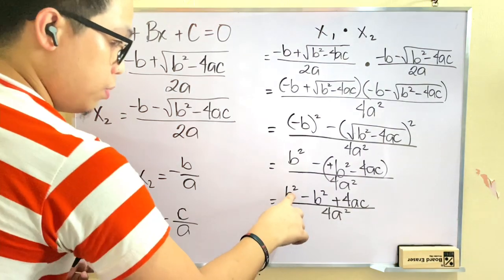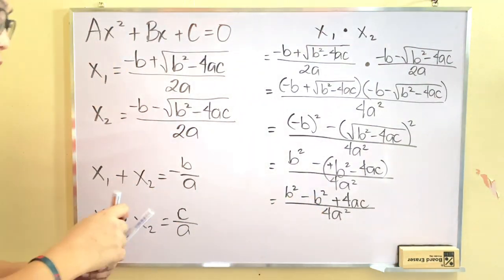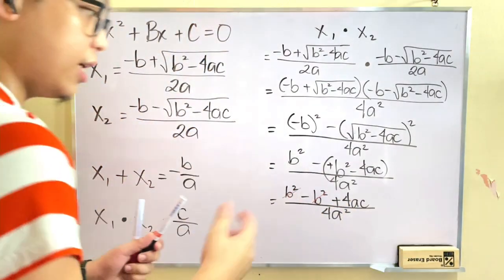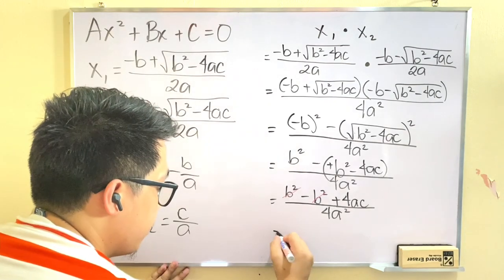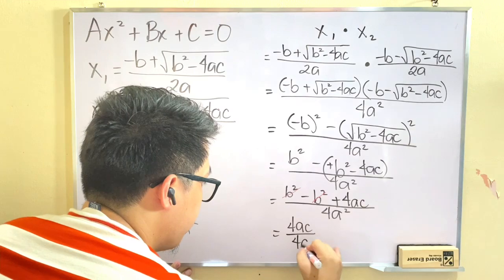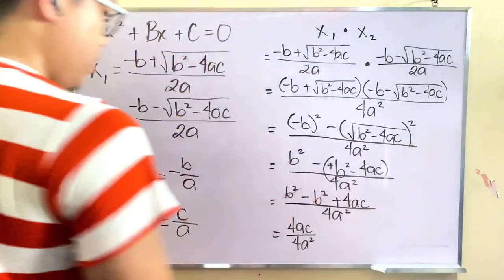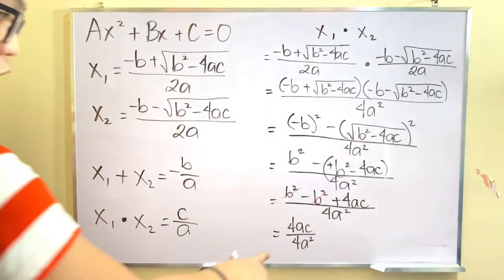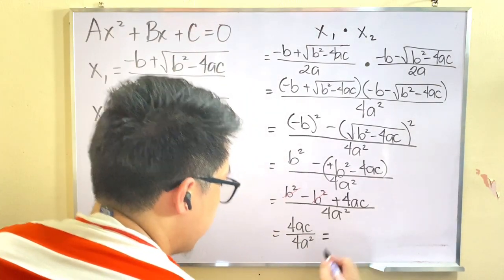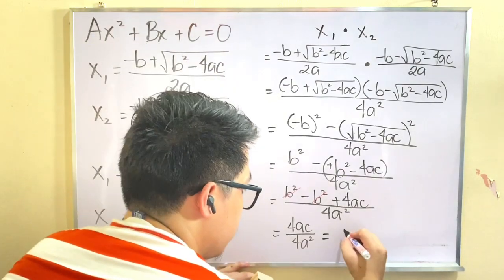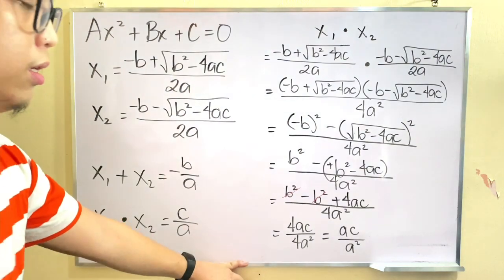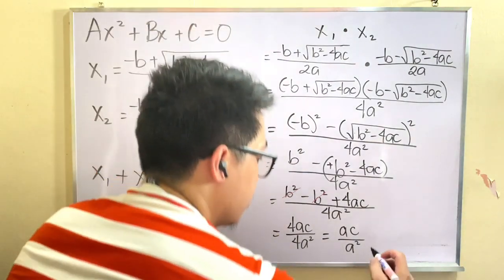Next, b squared minus b squared is, of course, 0 siya or walang value. Ang matitira natin is 4ac divided by 4a squared. Lapit na tayo matapos. 4 divided by 4 is 1. So, susulat pa ba natin yung 1? So, hindi natin susulat. So, ang natitira is ac divided by a squared. Tapos na ba ito? Of course, hindi pa ito tapos.